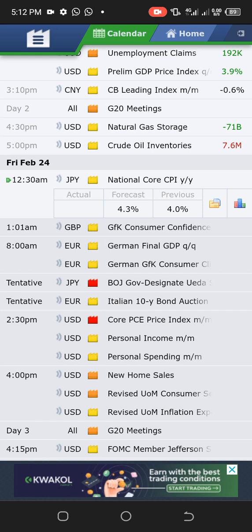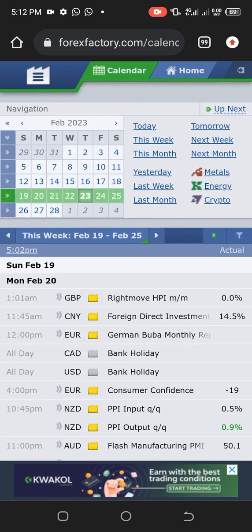All currencies have their own actual, forecast and previous before it's being released. So you have the previous, the forecast. The actual is usually the last to come out. The actual is usually the last to be out.